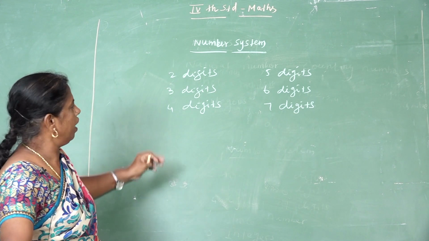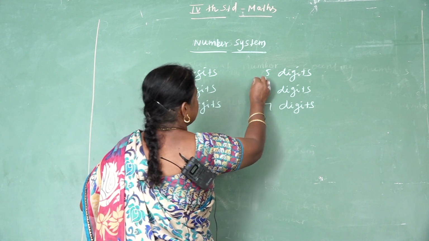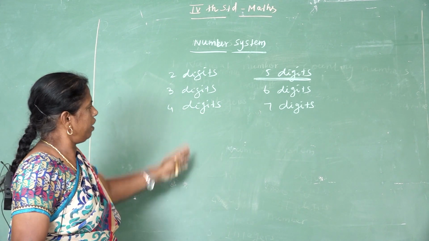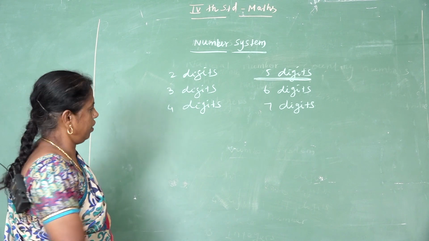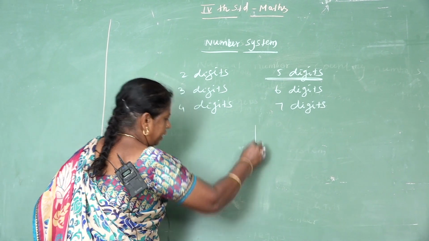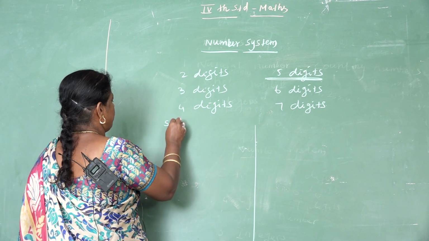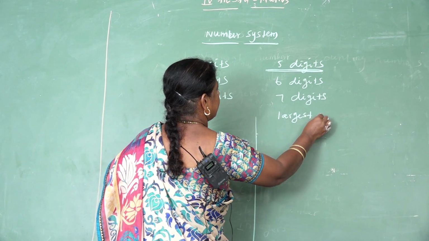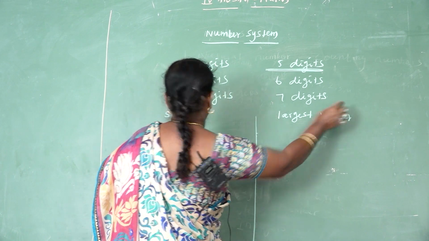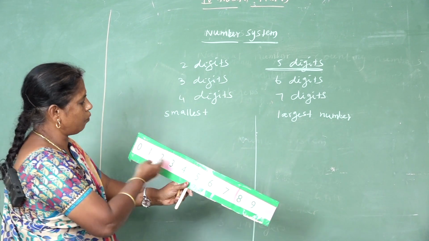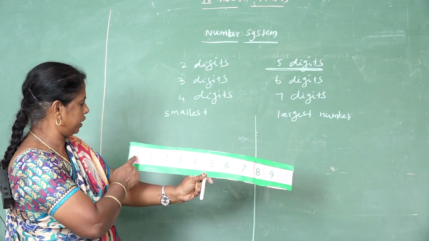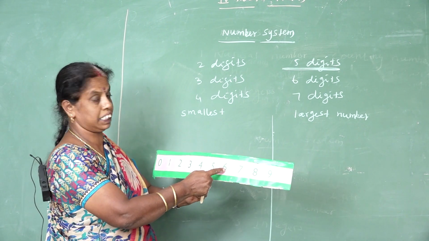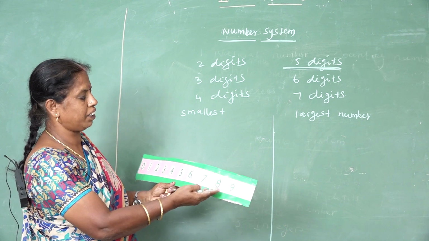Okay children, in the previous class you already learned about 5 digits only. Now, you are going to learn 6 digits and 7 digits. Okay, from these, shall I ask some questions? Say the smallest number and the largest number. These are called one digit numbers. 0 is one digit, 1 is one digit, 2, 3, 4, 5, 6, 7, 8, 9 are each one digit.